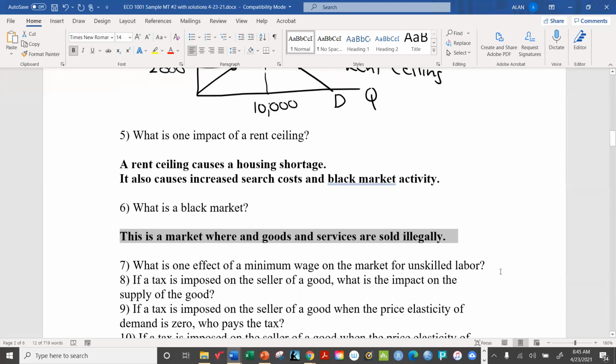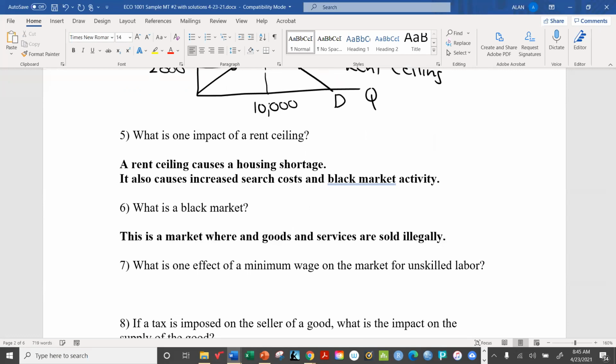What is one effect of a minimum wage? Well, the minimum wage, as we know, has one guaranteed effect: it leads to a surplus of labor, specifically unskilled labor.